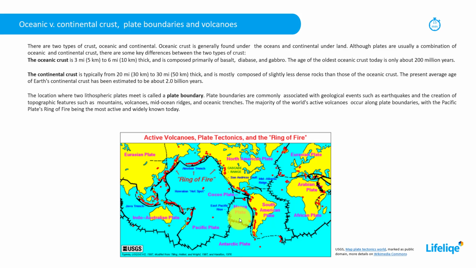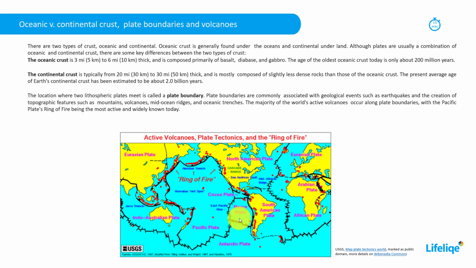You're going to be looking at a hypothetical map and comparing oceanic versus continental crust. And so let's talk a little bit about that. They're the two main types of crust, either oceanic or continental. Oceanic is found under the oceans, and continental is found under land. And the plates are usually a combination of oceanic and continental crust.